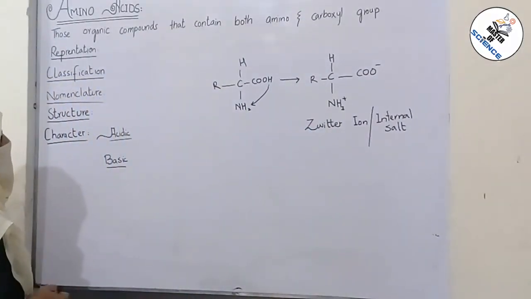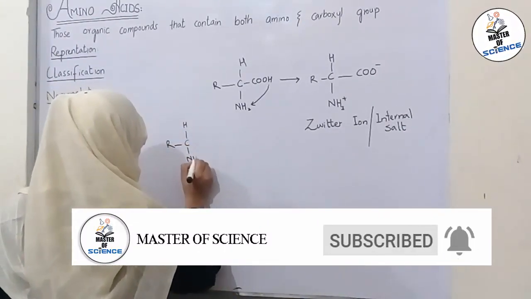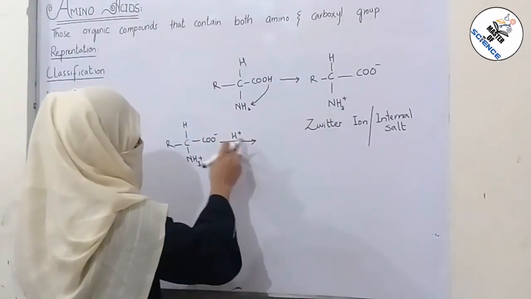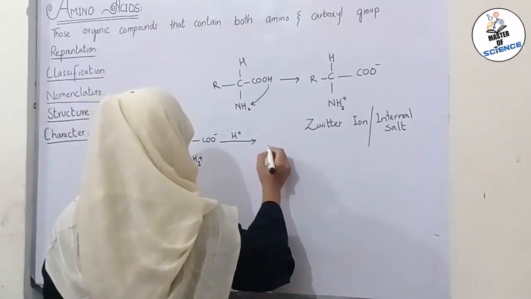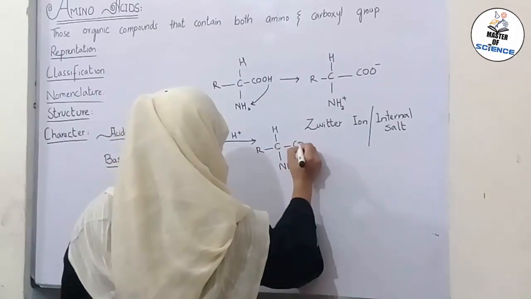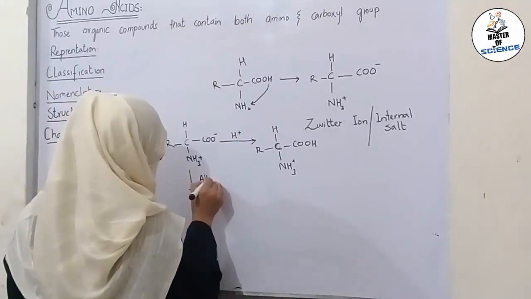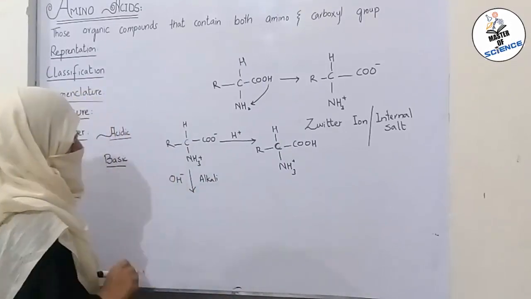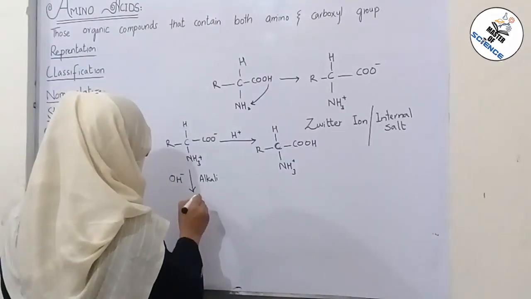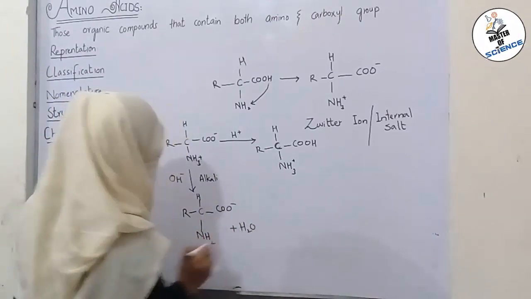So the representation is that NH3 positive, COO negative. When an acid comes, because acid has protons, it will accept that proton and convert into COOH. Okay, and when some base or alkali comes, and alkali is OH negative, then it will donate its proton to this one. So acidic behavior is due to this one, and it will be represented as NH2 plus H2O.